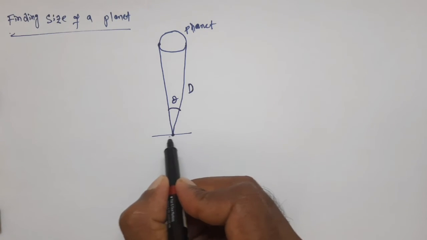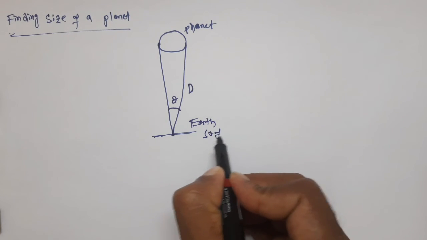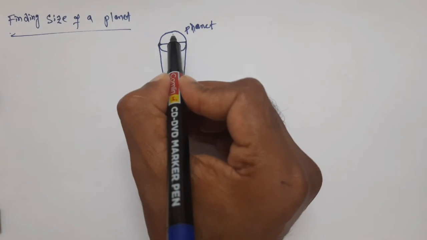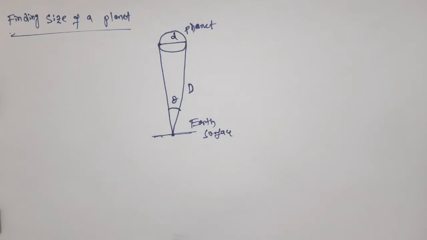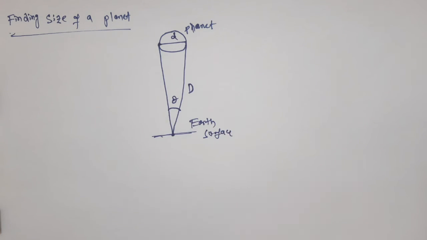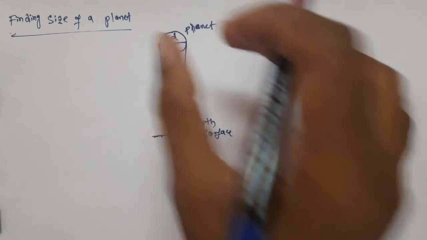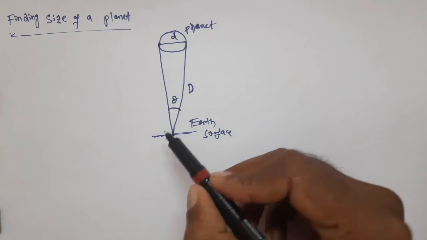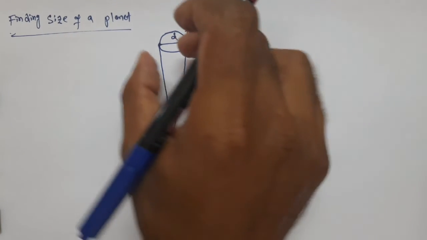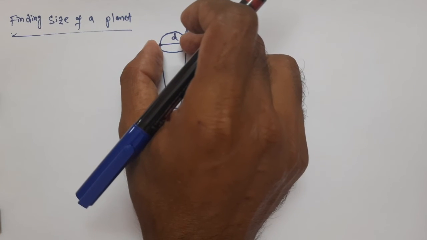capital D is the distance between the Earth surface, this is the Earth surface, and the planet, isn't it? And let us call this one the diameter of the planet. Now this is what we want to find, the diameter, isn't it? Yes. And again, the diameter is usually a few thousands of kilometers, but the distance from Earth surface to the planet is in terms of lakhs of kilometers, right? So compared to this distance, it is very, very small. So this length can be treated as an arc.